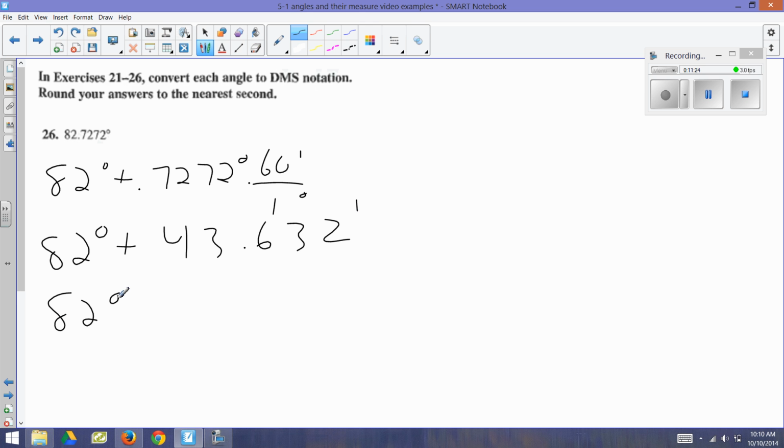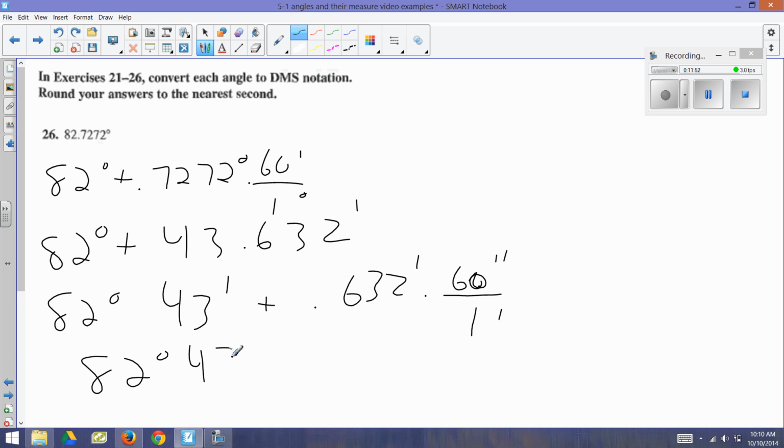So I have 82 degrees, 43 minutes. And I also have 0.632 minutes. That's what I want to convert, minutes to seconds. So let me convert it. There's 60 seconds in 1 minute. When I put 0.632 times 60 into my calculator, I get 37.92. So I'm at 82 degrees, 43 minutes, and 38 seconds, rounded.